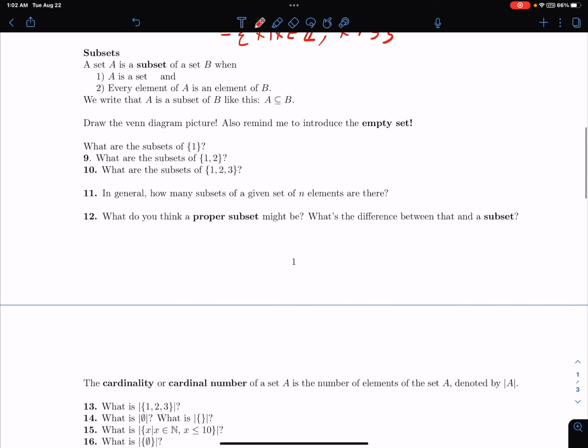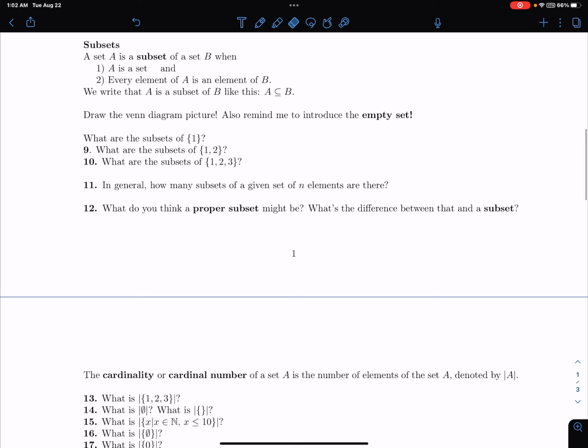All right, guys, here we go. Third and final video for section 2.1. We're talking now about subsets, and the concept of a subset is really simple. Let me give you a quick picture of what a subset is visually.